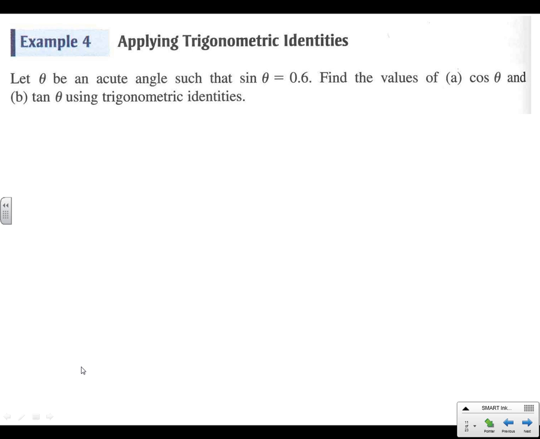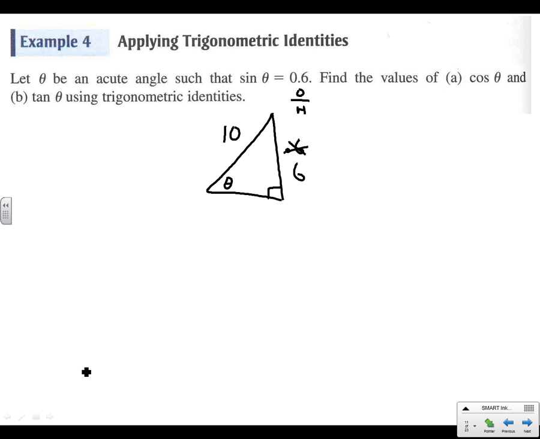Alright, so let's figure this out then. We're going to figure out what cosine and tangent are if we know what sine is. So there's a few different ways to solve this. The way I like to do it is think about this in terms of the right triangle of theta. We know that sine is 0.6. We also know that sine is opposite over hypotenuse. So I know that the opposite is going to be 0.6 over 1. Okay? Or, to make it easy on ourselves, let's call it 6 over 10. Then we don't have to deal with any decimals. 6 over 10 is 0.6.